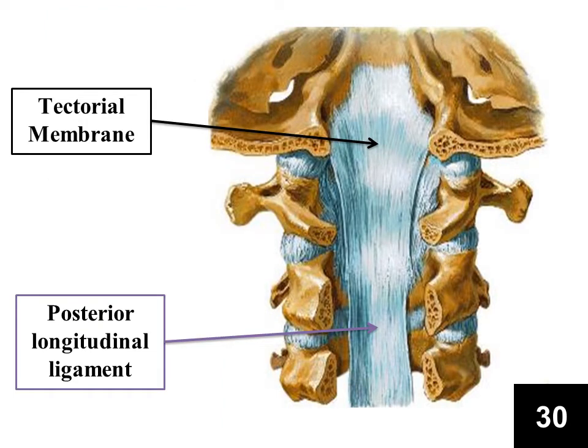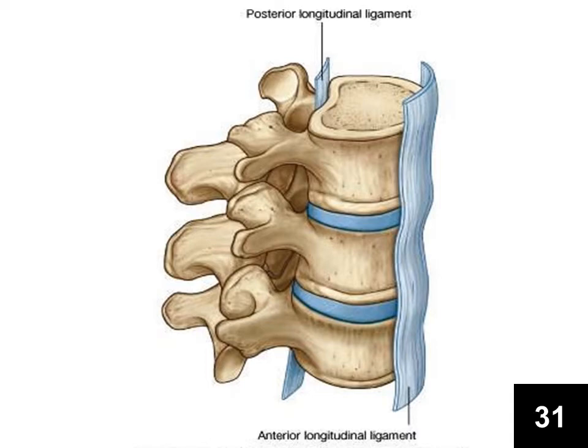Now here the tectorial membrane, which we said is the upper continuation of the posterior longitudinal ligament, and this is attached to the basilar part of the occipital bone. Here the anterior and posterior longitudinal ligament. Notice the anterior is on the anterior surface of the body of the vertebra, while the posterior is on the posterior aspect inside the vertebral canal, and don't forget that the anterior is wider than the posterior.